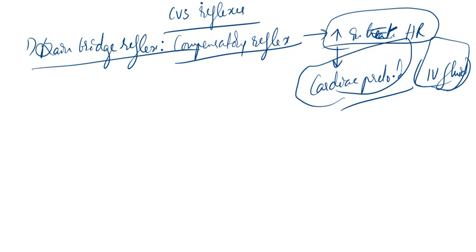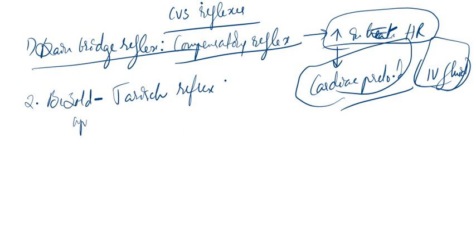Okay, now one more reflex is the Bezold-Jarisch reflex. What is this reflex? This reflex is actually a triad of responses. What is the triad? First one is apnea. Second one is bradycardia. And finally the third one is hypotension.